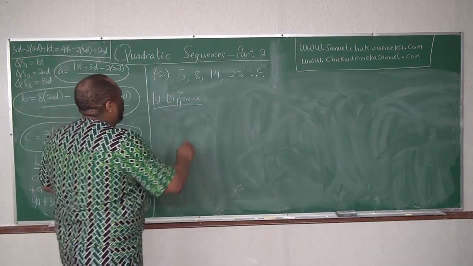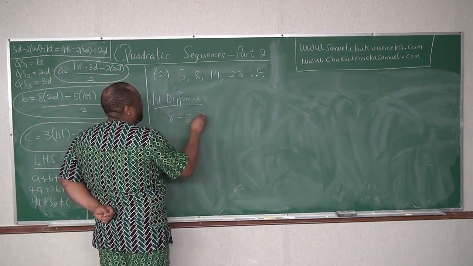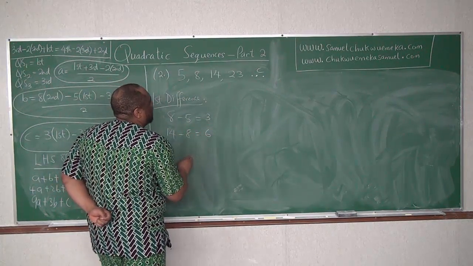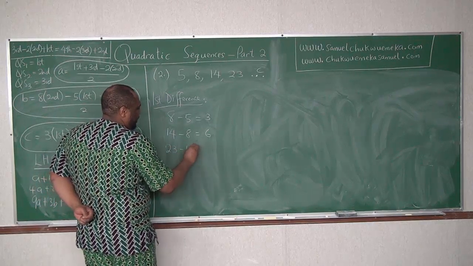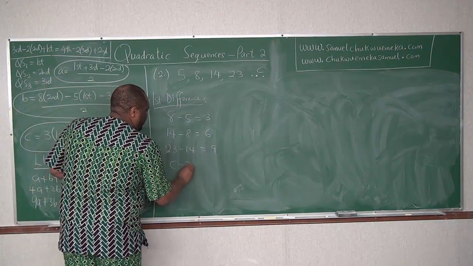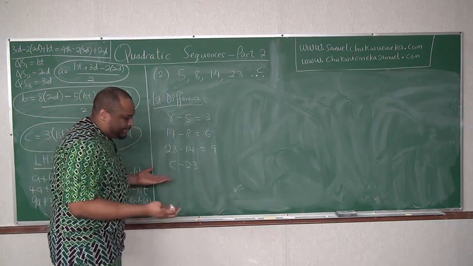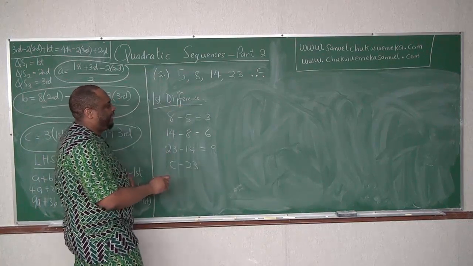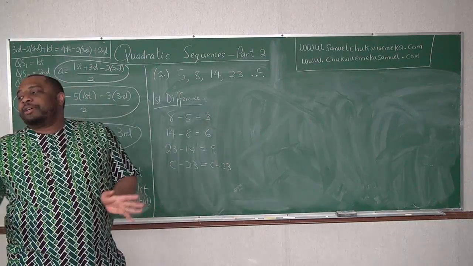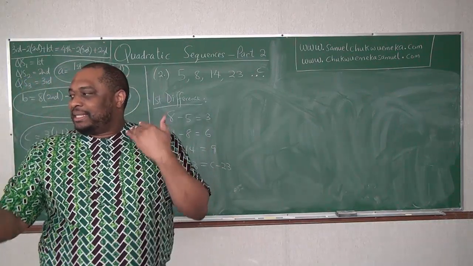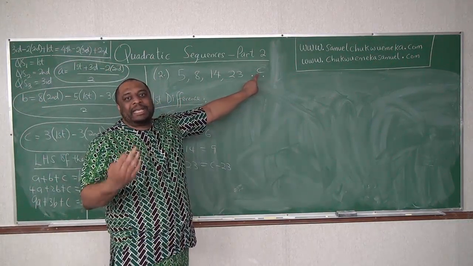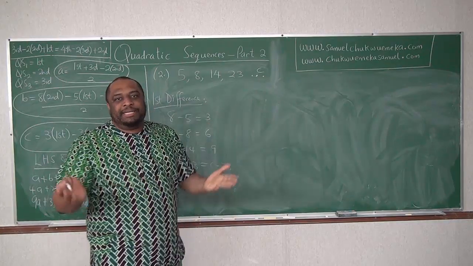Okay, so the first difference, we have 8 minus 5 is 3. 14 minus 8 is 6. 23 minus 14 is 9. And then we have C minus 23. Remember, the question says, work out the next term of the quadratic sequence. And we want to find the next term. And we call this C.